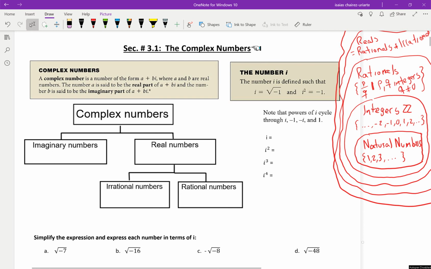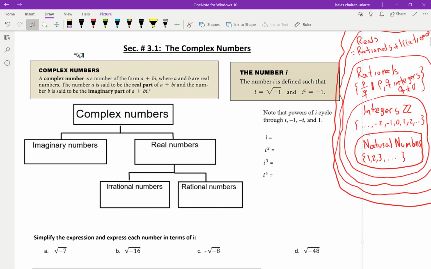This is section 3.1. We're going to be talking about complex numbers. Even though in this chapter we're supposed to be solving equations, we're not going to begin solving equations right off the bat. We are first going to talk a little bit about complex numbers, because once we start solving equations, some of our solutions will involve complex numbers.